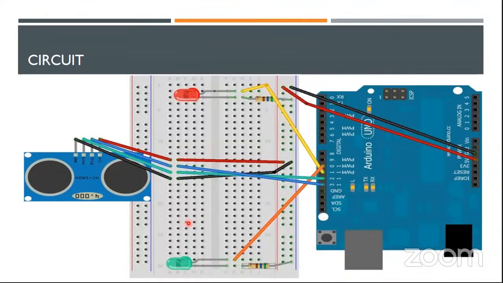If my hand is within a particular distance, I will get the LED to be on. If my hand moves above that distance, then I want to make the blue LED on. Those kinds of things only we are going to discuss now.